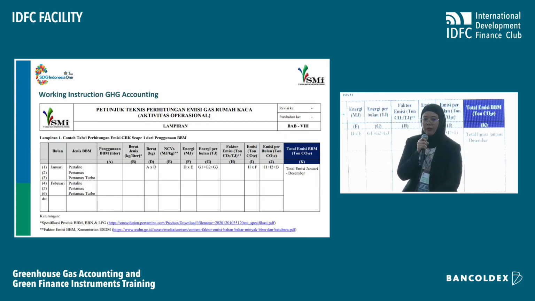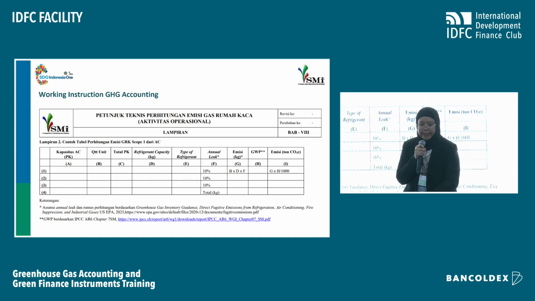We have several working instructions. Currently we only have a manual in Excel form for counting GHG. This is the first example of a working instruction Excel sheet that we have. This is the form for counting GHG scope 1 from using gasoline.